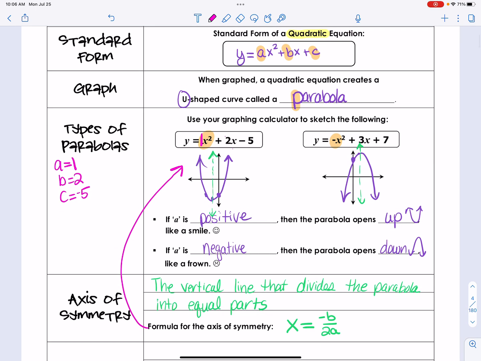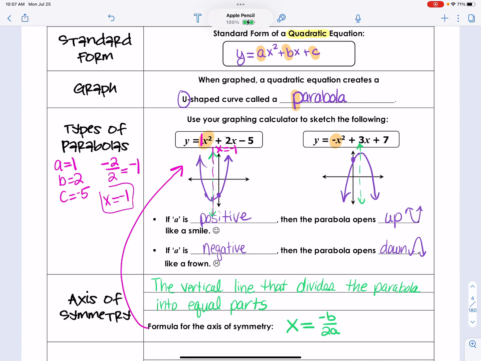So what this formula says is that the axis of symmetry would be at negative b over 2a. Well, a times 2 is 1 times 2 is 2. So my axis of symmetry is going to be at x equals negative 1, which is a vertical line right here at x equals negative 1.